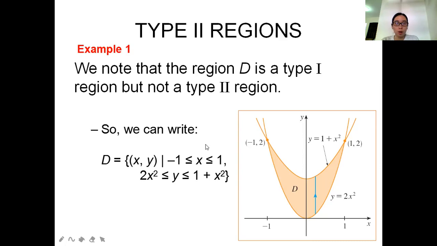So we can write D is equal to the set of (x, y), using the equation from earlier. The limit will be negative 1 lesser than or equal to x lesser than or equal to positive 1. Then 2x squared, which is the lower limit, is lesser than or equal to y, which is lesser than or equal to 1 plus x squared. These are the limits, okay?